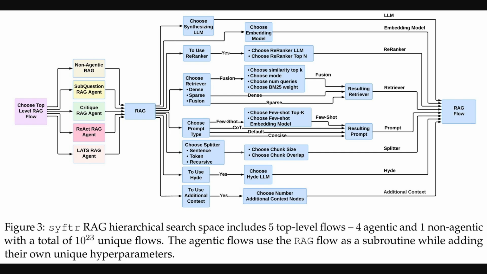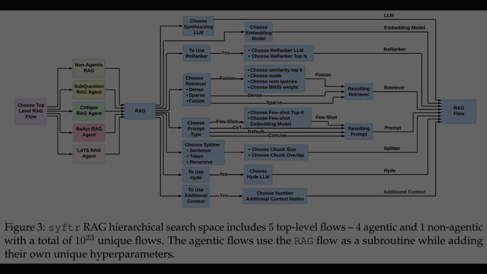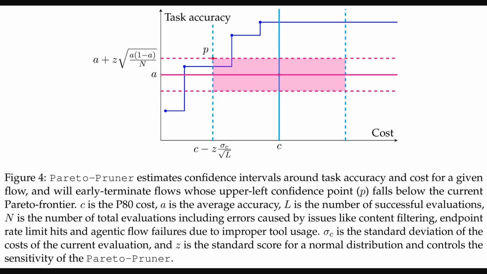and each agentic flow adds its own unique settings on top, all contributing to that massive 10 to the power of 23 possible configurations. Now, to navigate this vast search space efficiently, syftr uses a Pareto pruner and illustrates its mechanism. We're looking at task accuracy plotted against cost.